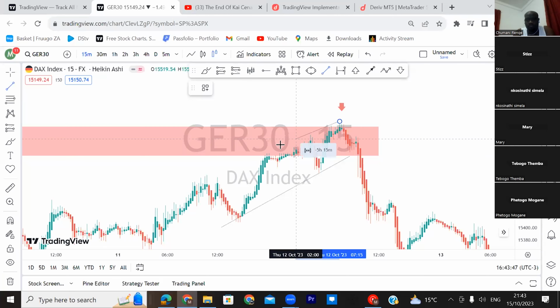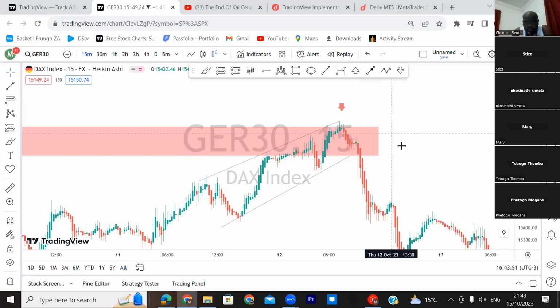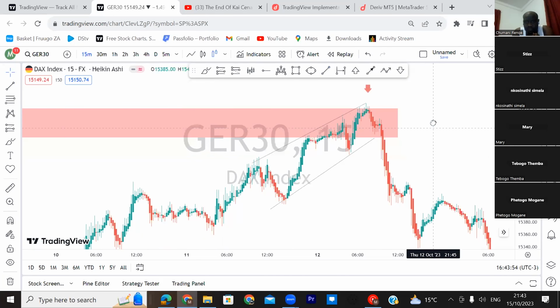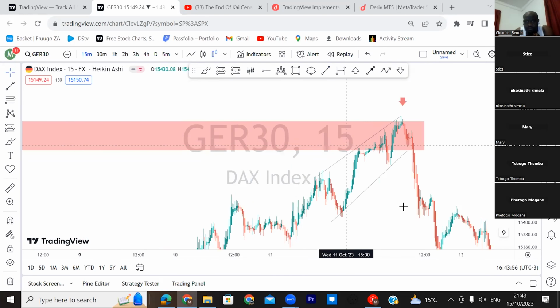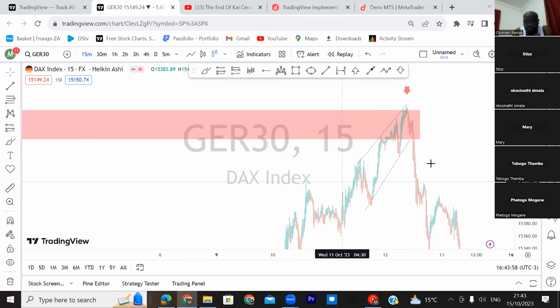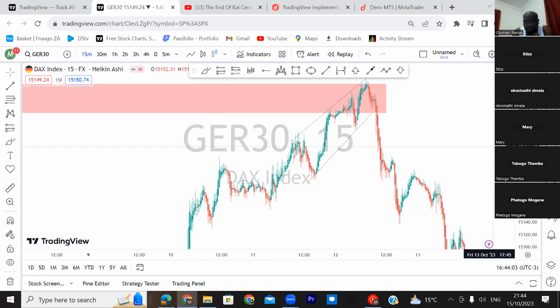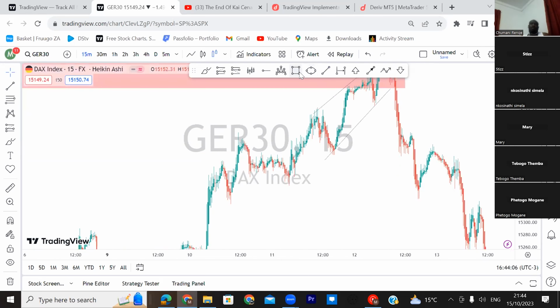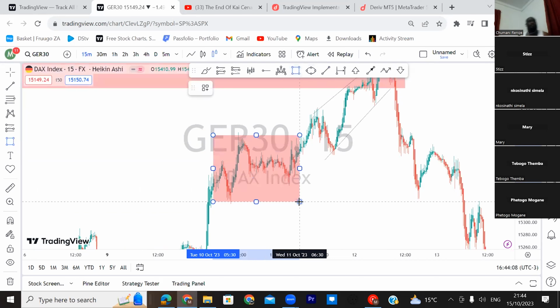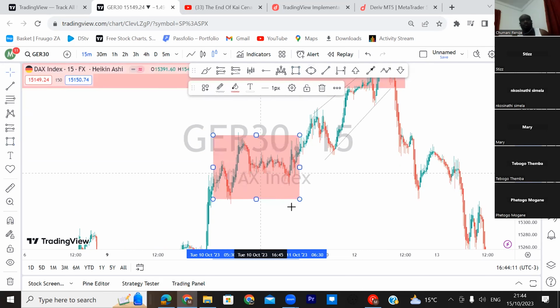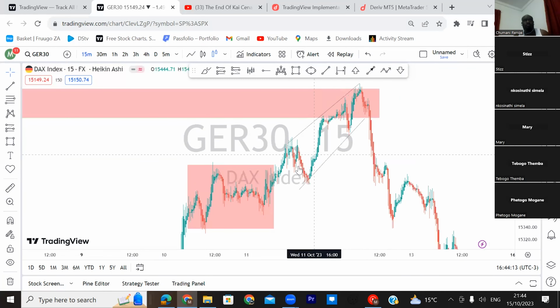Then let's draw the resistance. So you can basically see it's a clear correction. What kind of correction? A reversal correction, not a continuation correction. A continuation correction would be this area right here, because it's more flat in nature, more than the reversal correction, because this one you can see it's more vertical rather than flat.